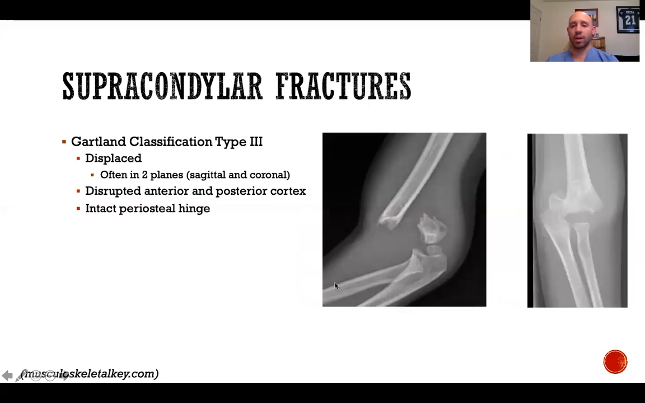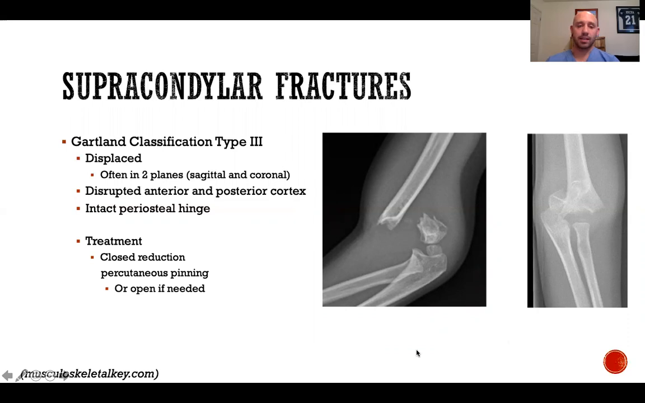And so on the radiographs, you can see here on the lateral, it's completely disrupted on the anterior and posterior cortices, as well as you can see this more deformity on the AP. And so to treat these, they're always going to be closed reduction percutaneous pinning. And if you have difficulty getting a good reduction, you may do an open reduction.